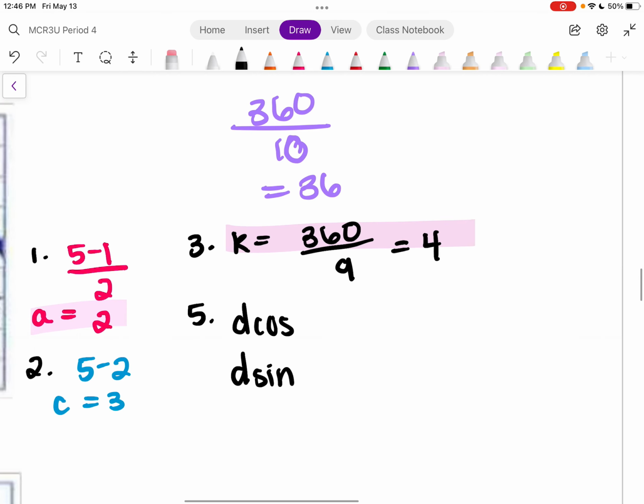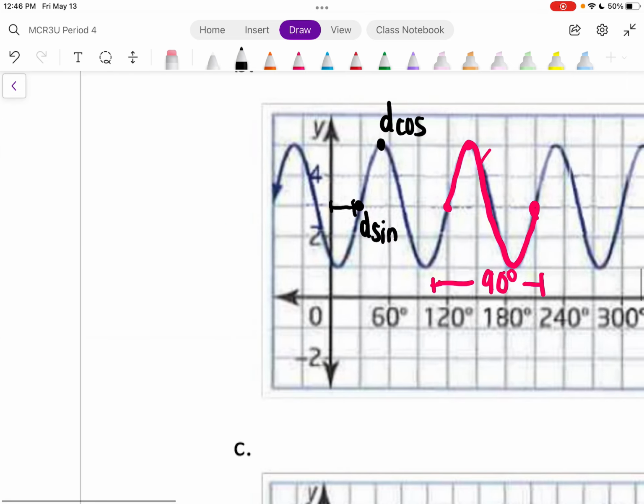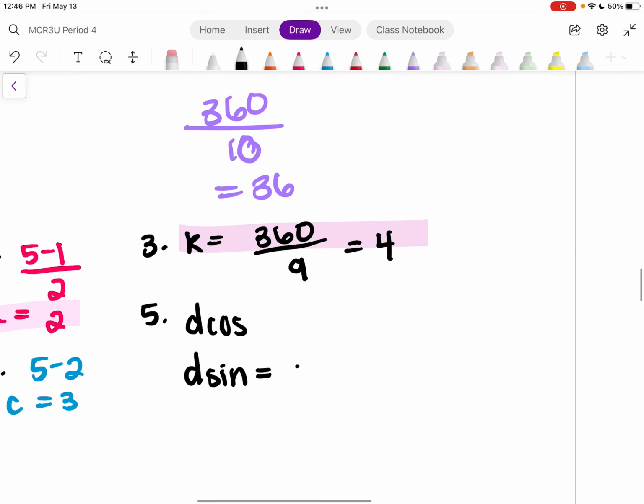So d cos is a little bit hard because it's somewhere in between. It's just a little bit less than 60, so we can't assume it yet. So let's just deal with sine first. Our sine function is obviously 30, right? It's right on the dot. So d sine is plus 30 degrees.